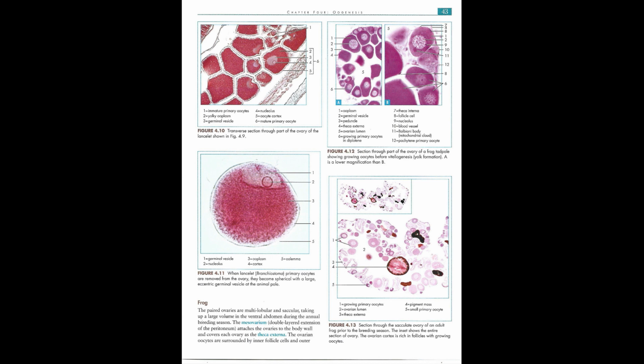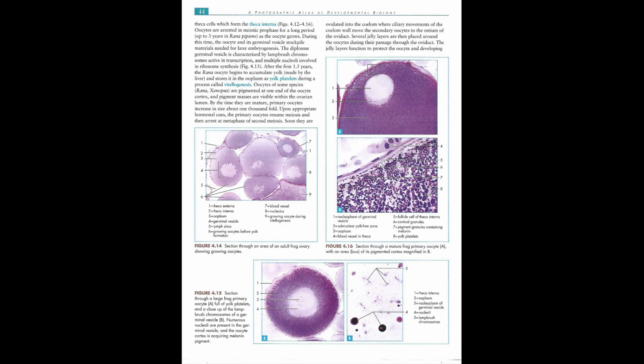The paired ovaries are multilobular and saccular, taking up a large volume in the ventral abdomen during the annual breeding season. The mesovarium, a double-layered extension of the peritoneum, attaches the ovaries to the body wall and covers each ovary as the theca externa. The ovarian oocytes are surrounded by inner follicle cells and outer theca cells which form the theca interna, Figs 4.12 to 4.16.